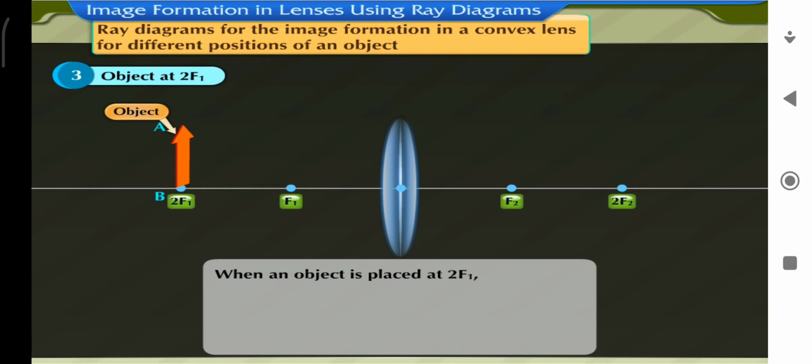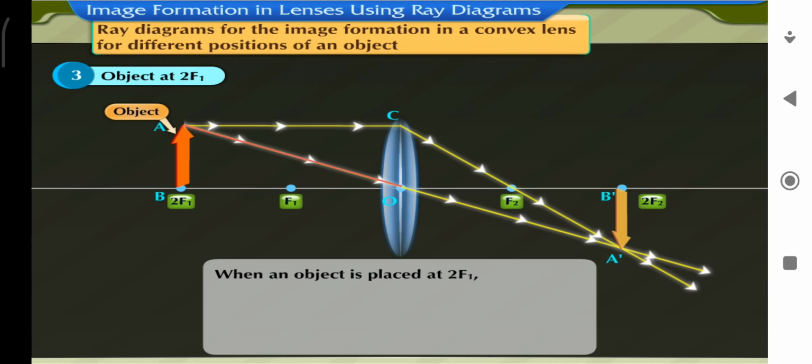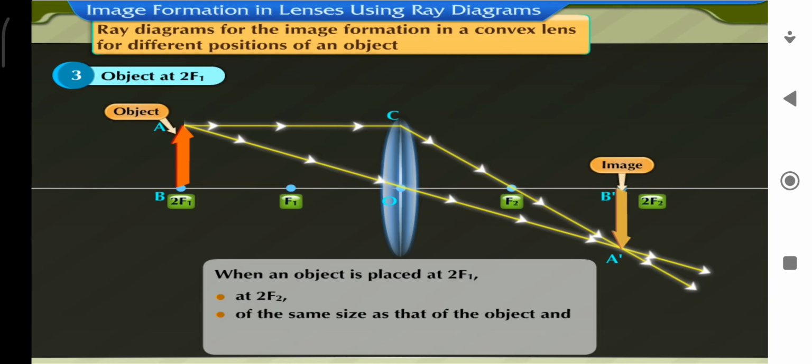Object at 2f1. The ray AC passes through f2, while the ray AO passes through the optical center without any deviation. Hence, the image A'B' is formed at 2f2. The image is of the same size as that of the object, real and inverted.